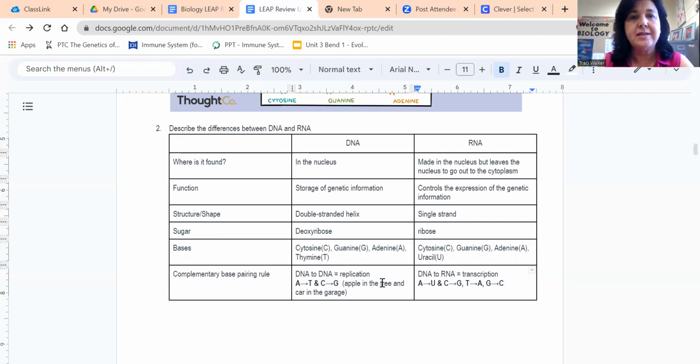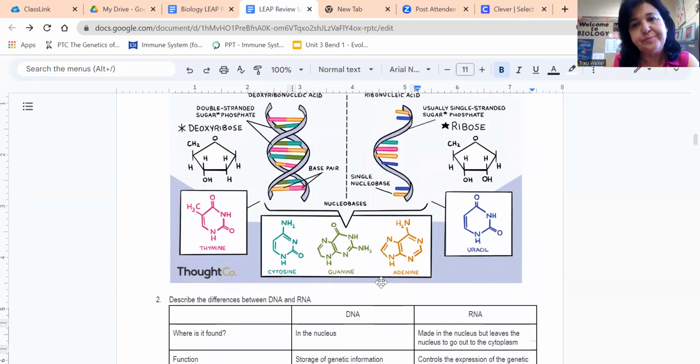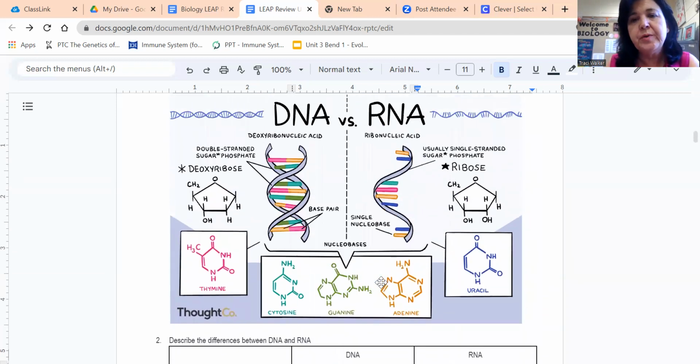Okay, so that is DNA and RNA, an overview. And so on our next video, we will go into protein synthesis, and we'll see how DNA uses RNA to make the proteins that our body needs.